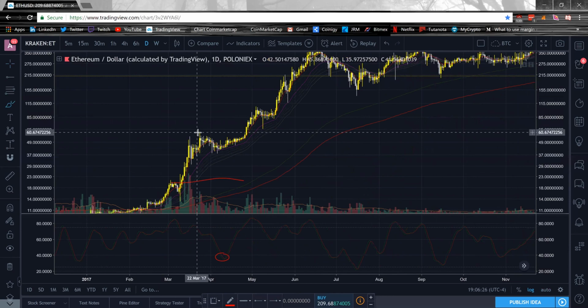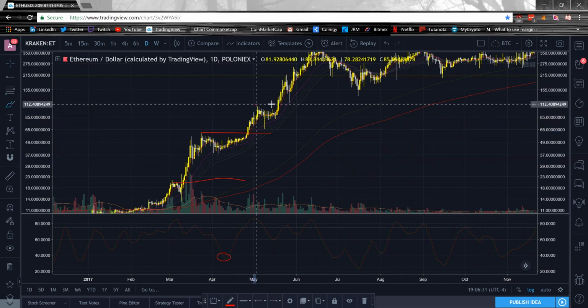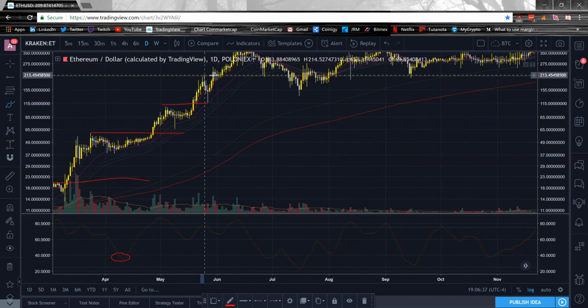All right, so breakout from this level, boom, retest. Breakout from this level, boom, retest. Breakout from this level, boom, retest. And then failure. Right? At least on this daily time frame, right? It fails.